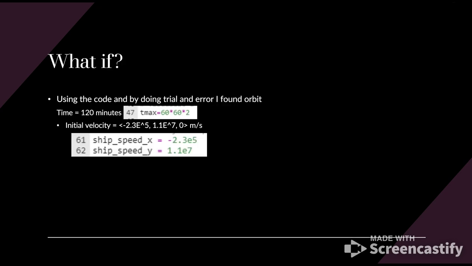What if? Using the code and by doing trial and error, I found the orbit. I set the time equal to 120 minutes, and the initial velocity is negative 2.3 E5, comma 1.1 E7, comma 0 meters per second.